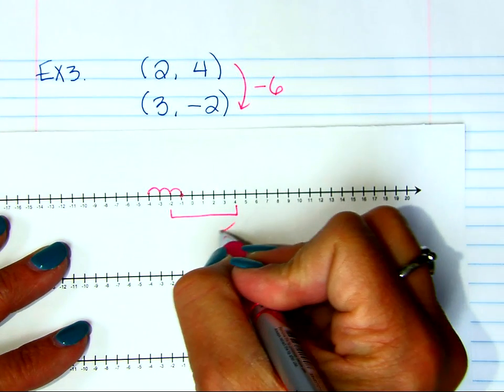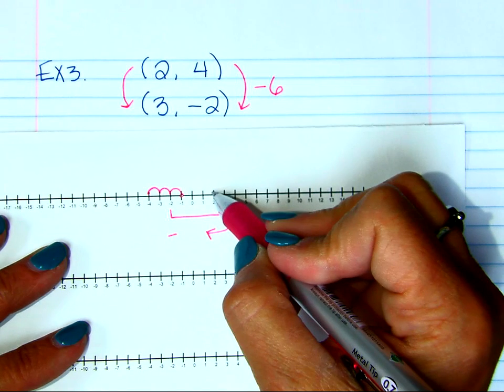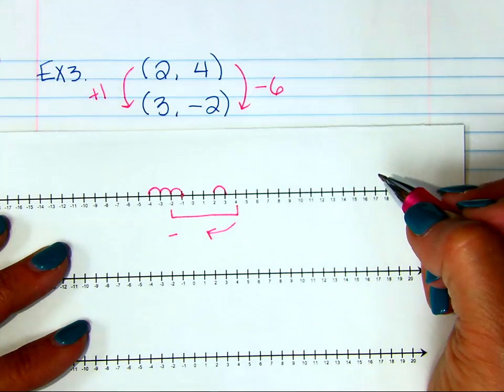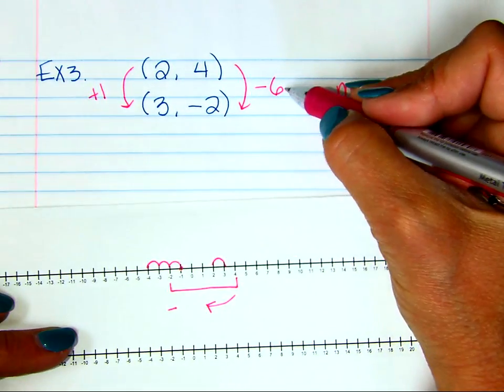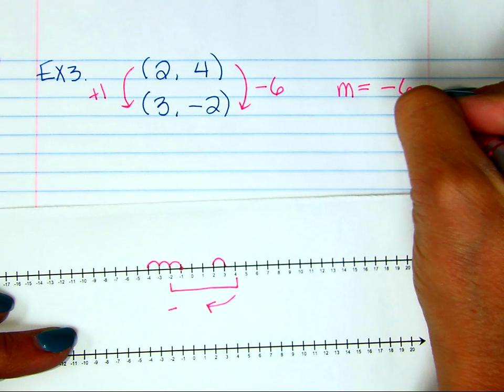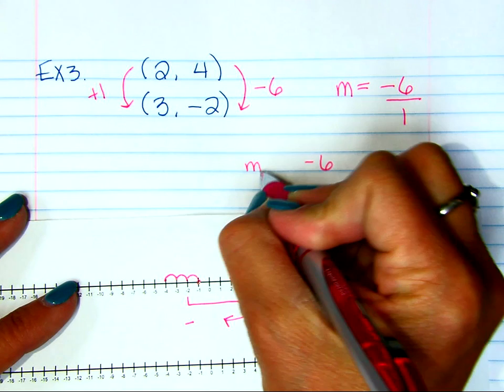What do I do from 2 to get to 3? 2 to 3. I went in the positive direction 1. So the slope of my line, it's always the change in y's, so it's negative 6 over a positive 1. You can leave it negative 6 over 1. You can call it negative 6 if you want. Without the 1 on the bottom, doesn't really matter.